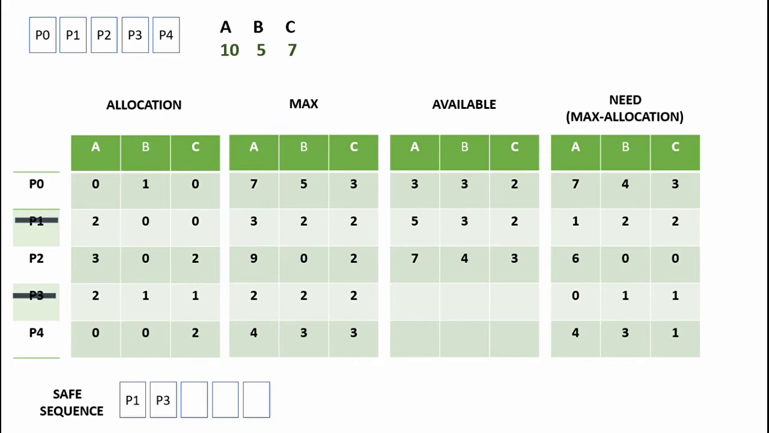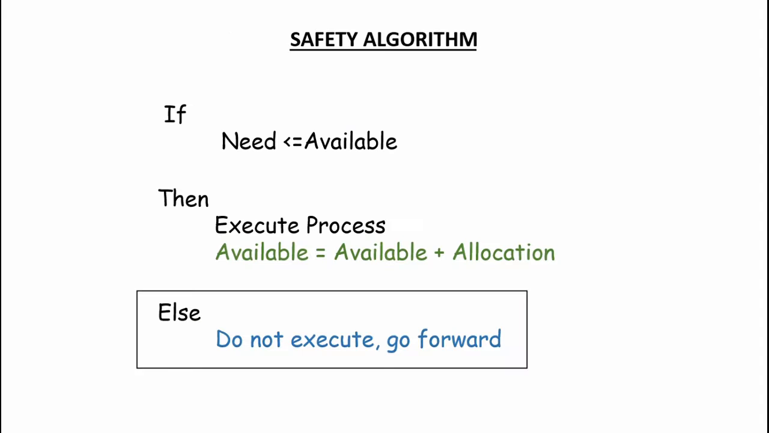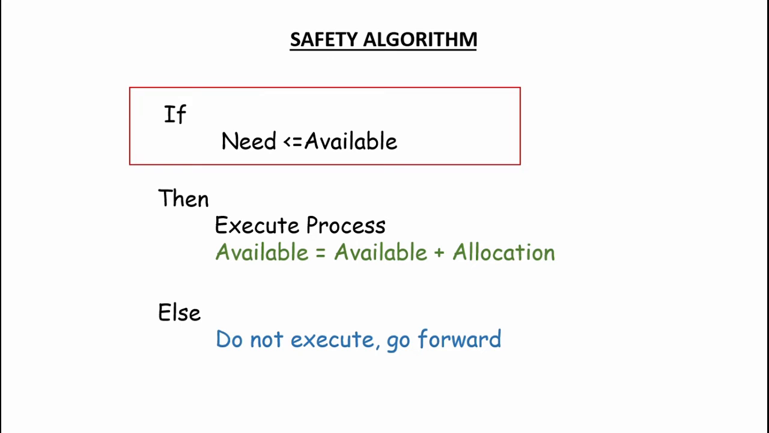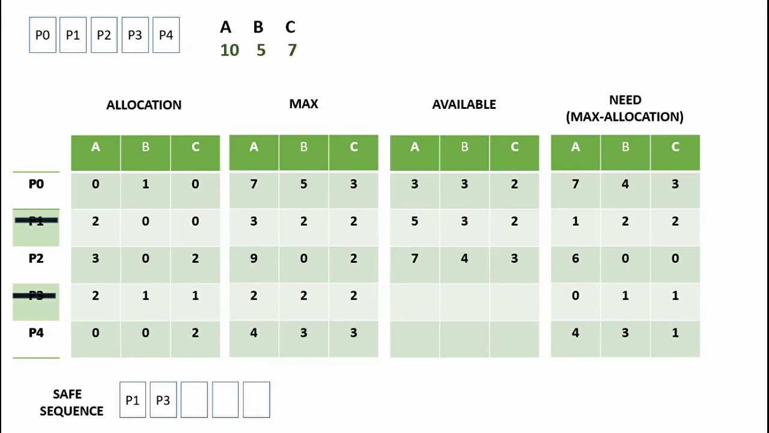Okay, so let's move on to process P4. For resource A we require 4 instances and we have 7. For resource B we require 3 instances and we have 4. For resource C we require 1 instance and we have 3. In this case also the if condition is satisfied, so we will execute P4. Now we will update the available. So 7 plus 0 is 7, 4 plus 0 is 4, and 3 plus 2 is 5.